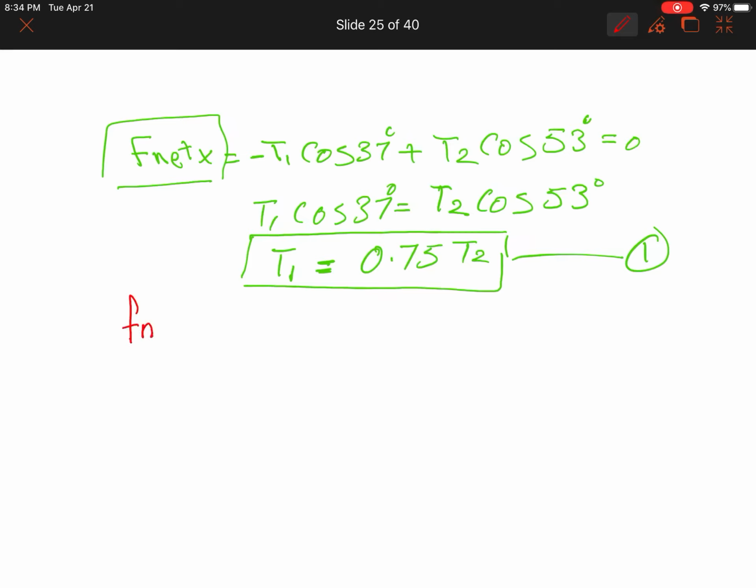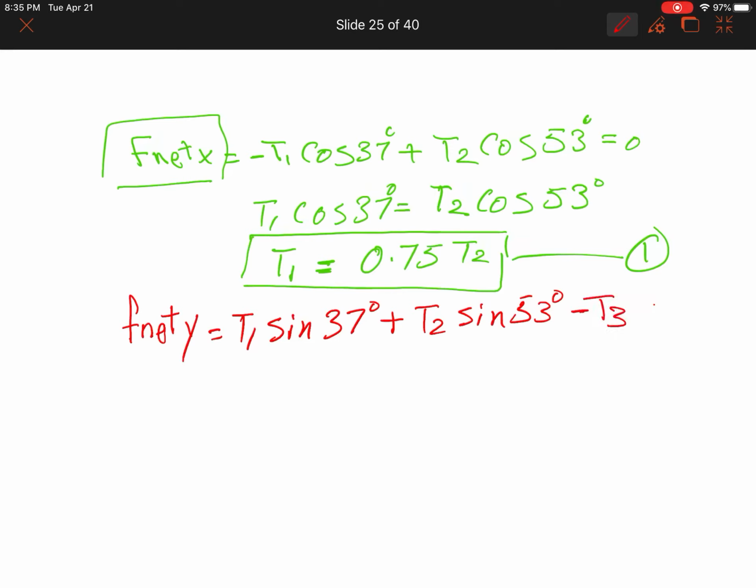So the F-net on the y-axis should equal T1 sine 37 plus T2 sine 53. They're both heading north, toward the positive y-axis, minus T3 equals 0. T3 we know is heading south, toward the negative y-axis. So now we're constructing the equation for the F-net y.